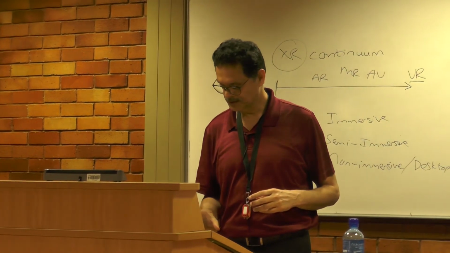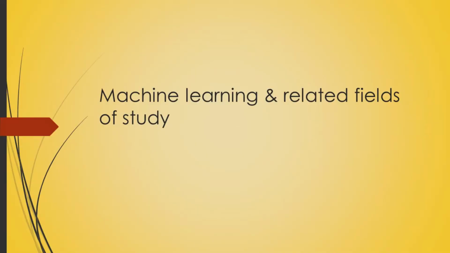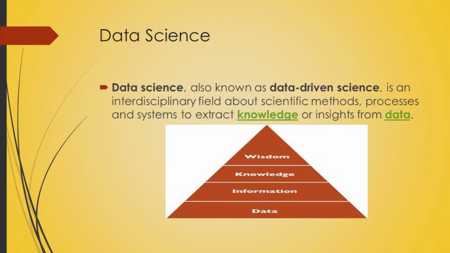Okay, I think I'm coming more or less. What are the other fields related to machine learning? Okay, data science is one of them. Right? Okay, data science, also known as data-driven science, is an interdisciplinary field about scientific methods, processes, and systems to extract knowledge or insight from data.